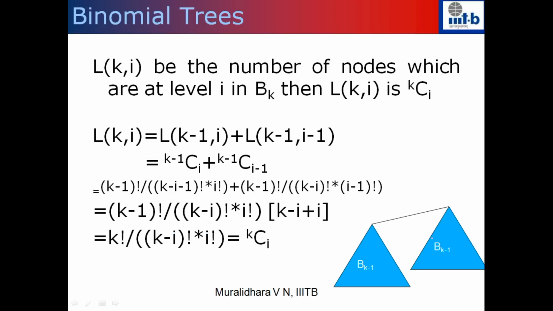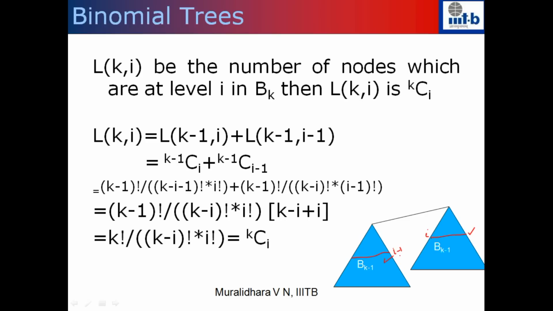The level I nodes can either come from this part of the tree, or they can come from this other part of the tree. Notice that the level of every node in this part of the tree will not change after the merge. But if you take any node in this tree, the level of the node will increase by 1 after we merge this with the other B of k minus 1. So if I look at all the nodes which are at level I in B of k, I have to look at all the nodes which are at level I in this part of the tree, and level I minus 1 in this tree, because after the merge all the nodes which are at level I minus 1 will be at level I.